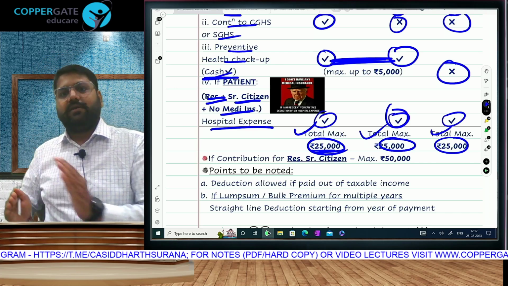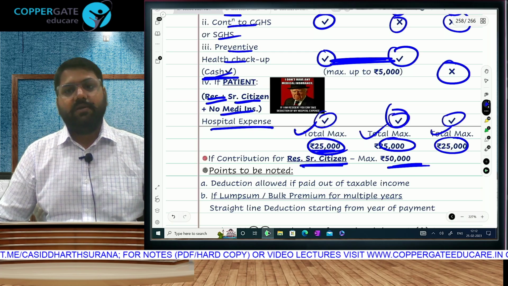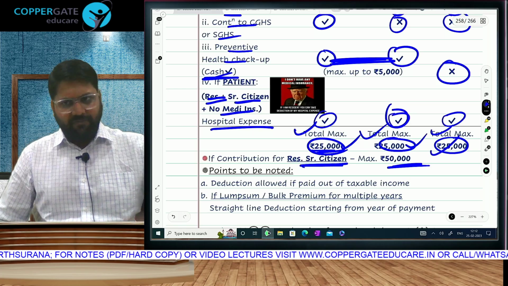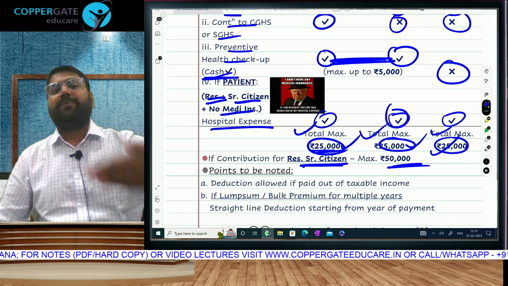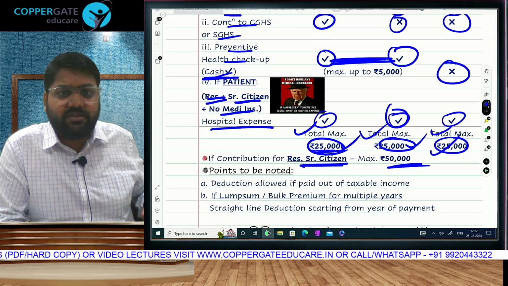Parents category separate 25. And if the contribution is for a resident aged 60 years or more, then the total will be restricted to 50. This 25, 25, 25 will enhance to 50, 50, 50. The limit will be increased based on the patient for whom you have contributed, not you, not the assessee, the patient. So you can be contributing for senior citizen parents.